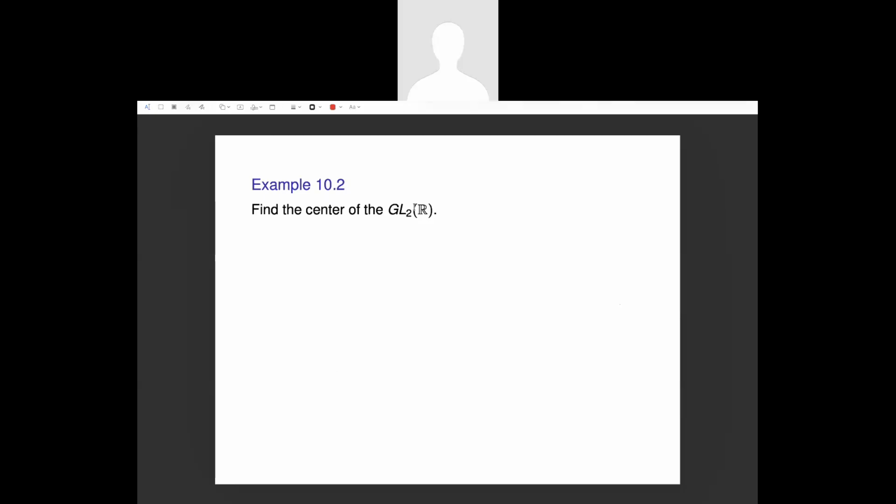Just try to solve this question. Find the center of GL2R. GL2R is the general linear group, which is the set of 2 by 2 invertible matrices, and this is clearly a group. You have to find the center of this: find all those elements which commute with every element of this set. Think about this; I give you 2-3 minutes, and then I will try to solve this problem.